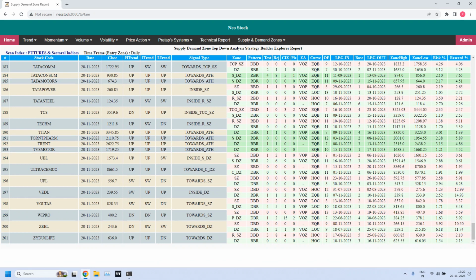So this is the complete list of the stocks. I hope this information is useful to you for your further study and analysis.